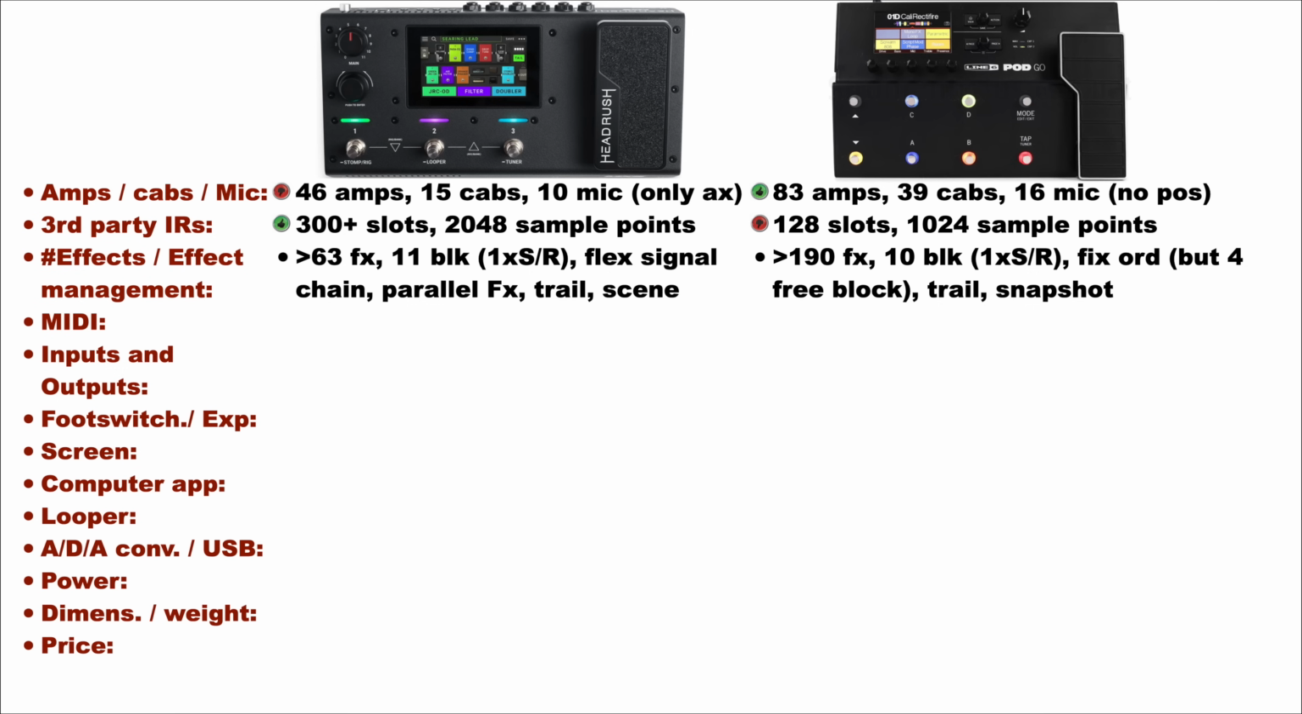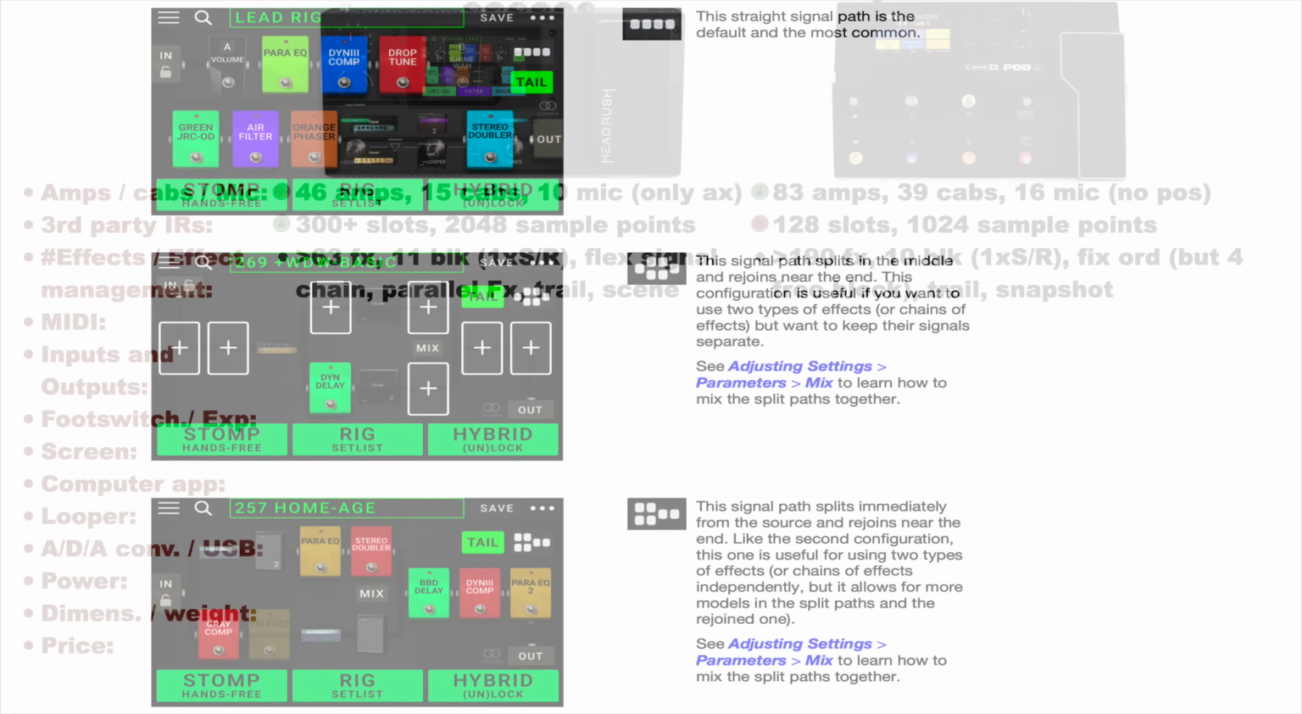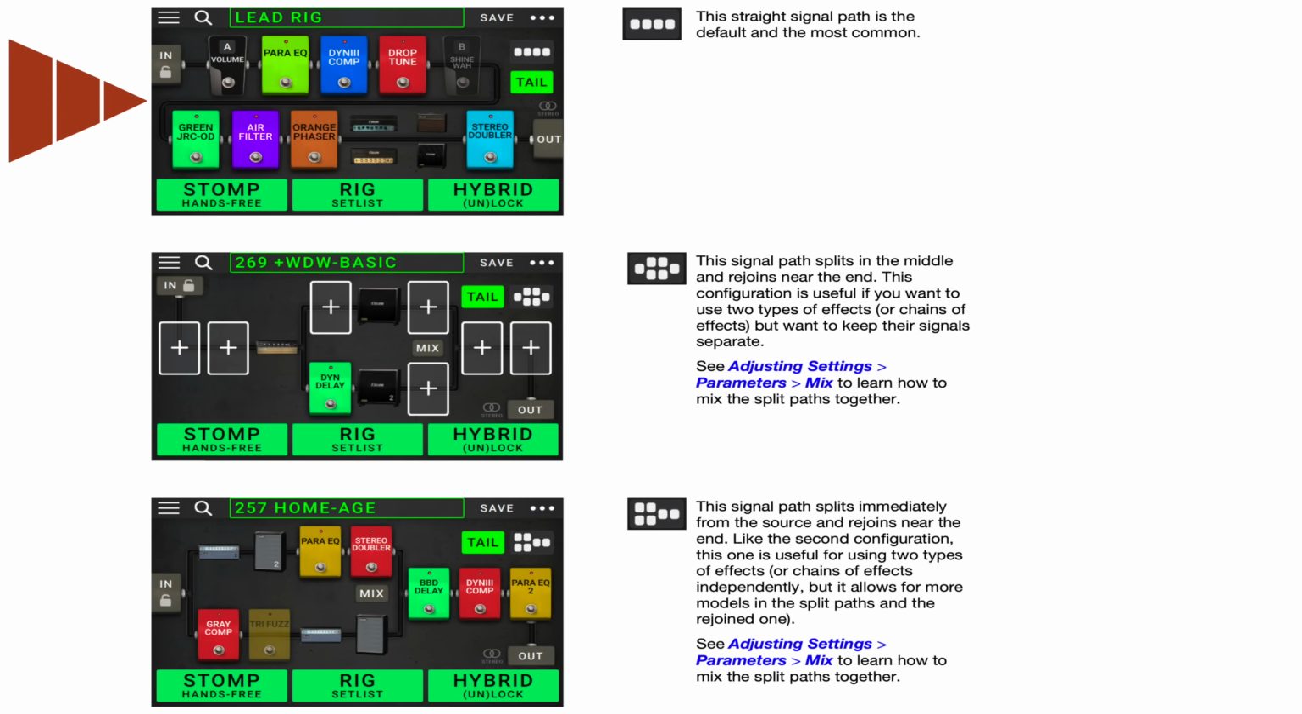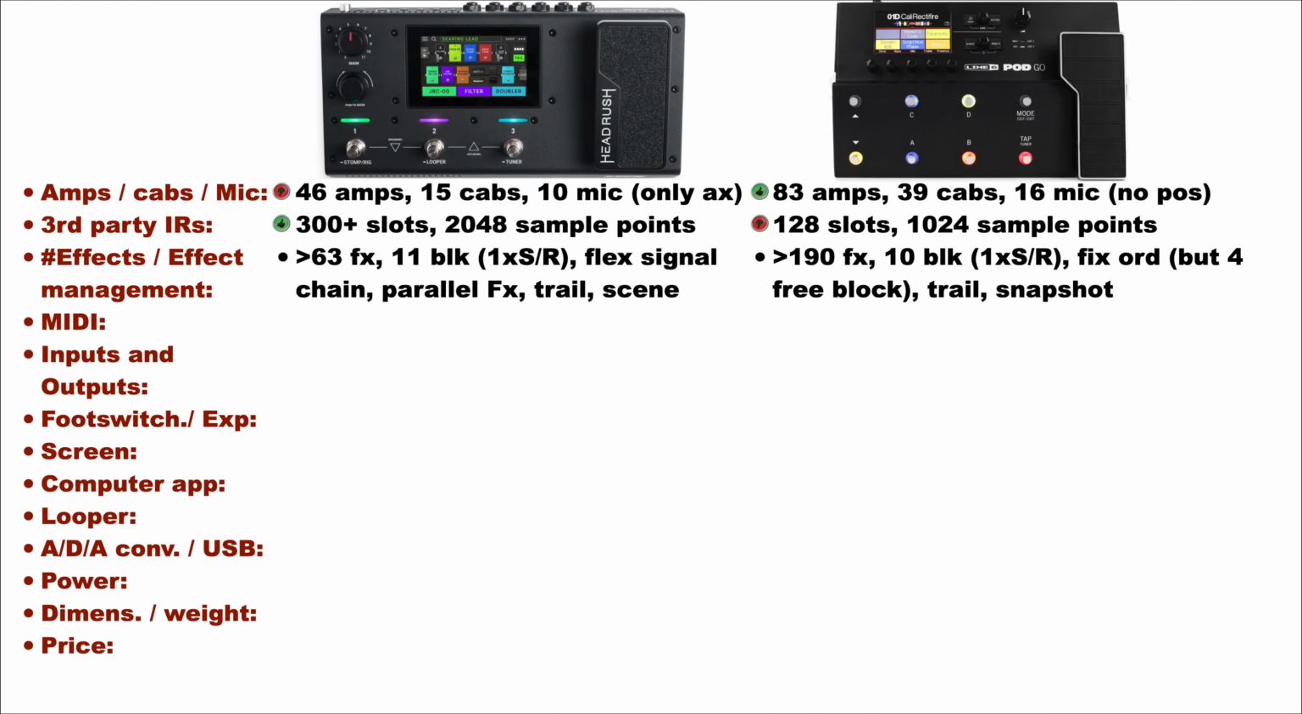Let's now talk about effects and effects chain management. The MX5 offers more than 63 effects arranged in 11 blocks that you can put in whatever order you want, with the possibility to have parallel effects and with 3 types of signal chains allowed. As shown in the picture, the signal chain can be serial, parallel with 3 effects blocks before the parallel split and 2 after, or parallel with 2 chains of 4 parallel effects and 3 serial effects after the parallel split.